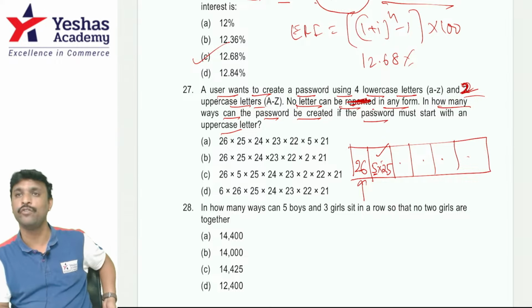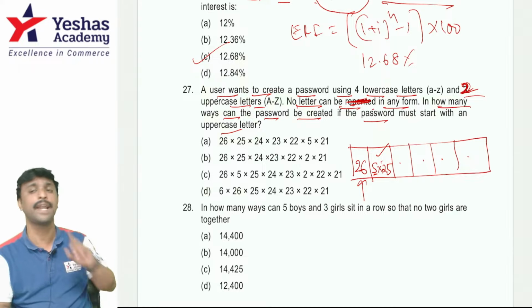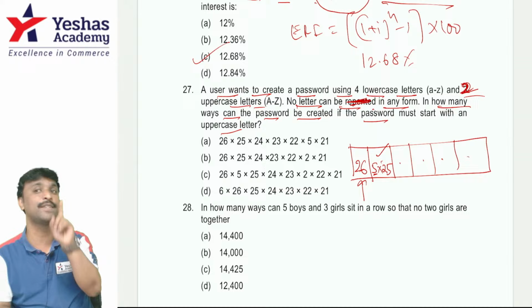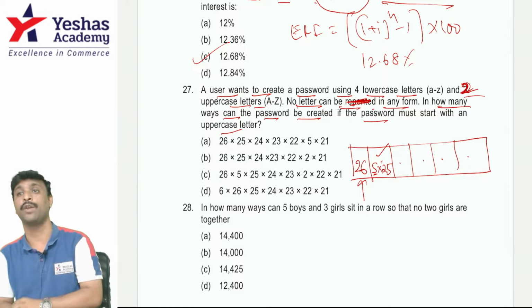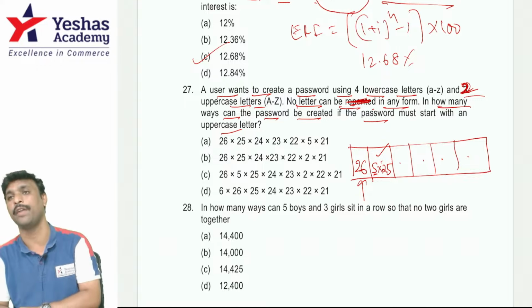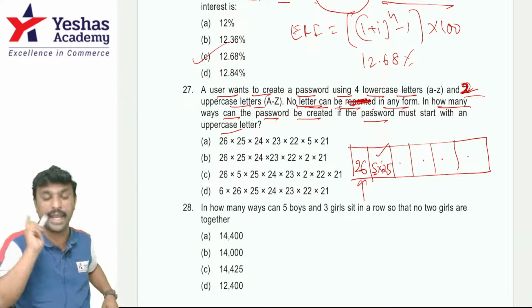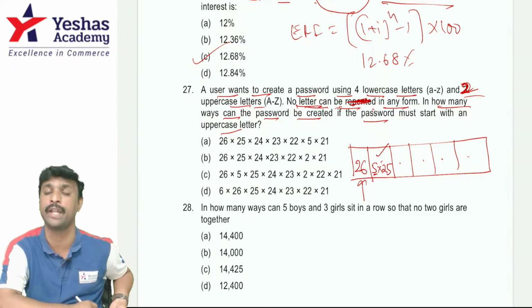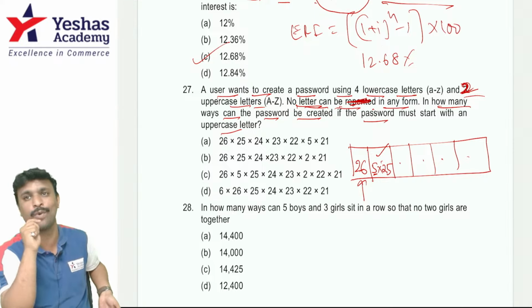Now, I have to fill the remaining 4 places with how many letters? Lowercase letters. And how many lowercase letters are there? Guys, it is not 26. Sir, we have used only uppercase letters. Why not 26? It's not 26, it's only 24. The reason being, they've clearly said no letter can be repeated in any form. If I use capital A, I cannot use a small a. That's what the meaning is.